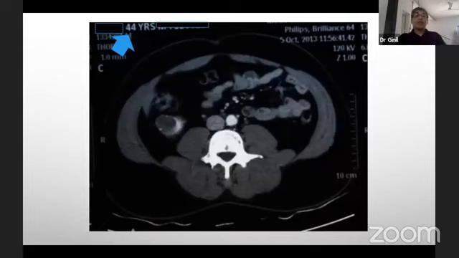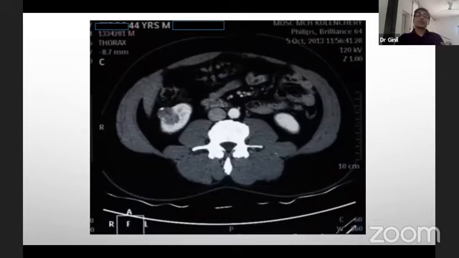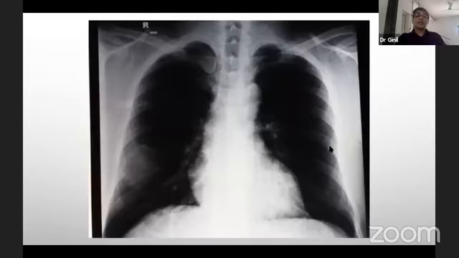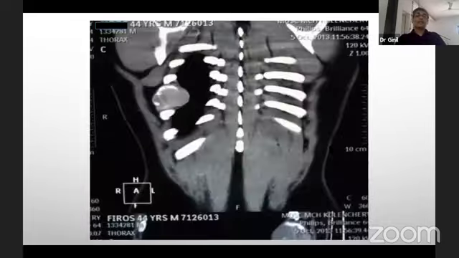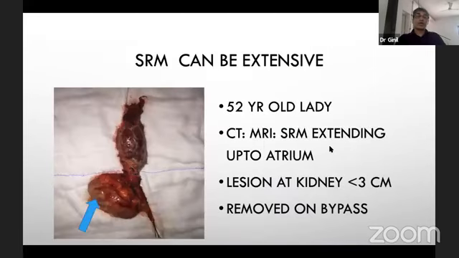So this is a 44-year-old gentleman who presented with a small renal mass, but he had chest pain, and there was some haziness in the chest. You can see the haziness here, and this is a metastasis to a rib from the small renal mass. So all small renal masses are not safe.